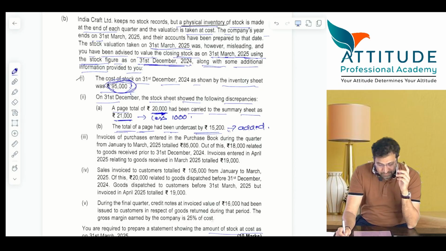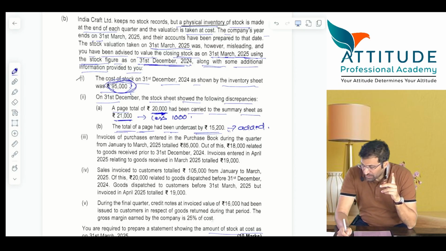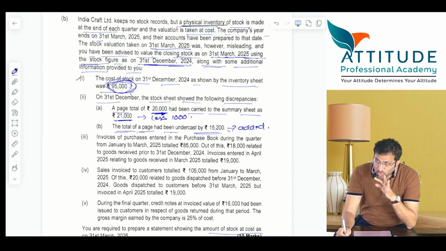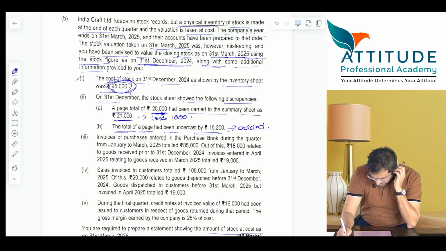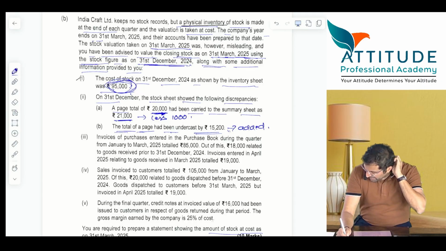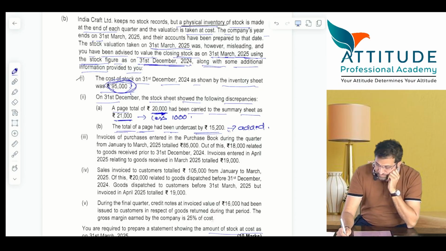Is that clear? Right there. First, particulars and two columns, or particulars and one column is enough. Add and less we can do it. Particulars and one column amount. Right there. Stock on 31st December 2024. Write in particulars: stock on December 31st, 2024. How much is it? 95,000. Right there.